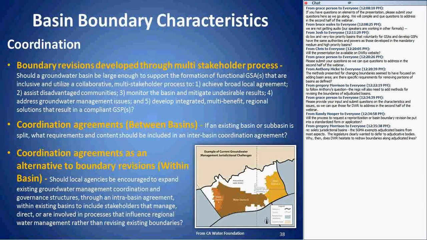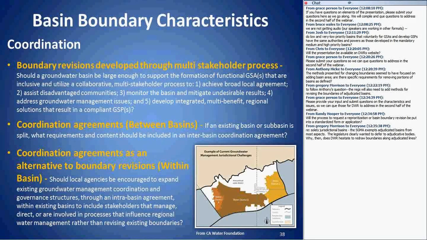The coordination agreement. There are two types of coordination agreements. The first is between basins, so interbasin coordination. This is a potential advantage, and getting back to the point I made earlier in the talk, there's substantial groundwater flow underneath these sub-basin boundaries in many areas of the state. Coordinating between basins is very important moving through the creation of groundwater sustainability agencies and development of groundwater sustainability plans.